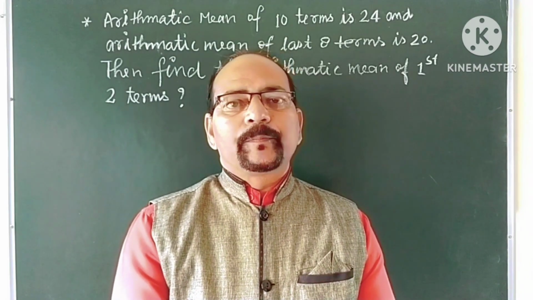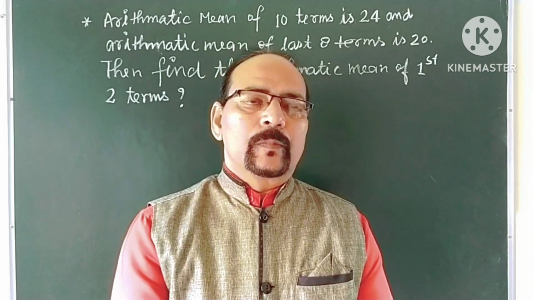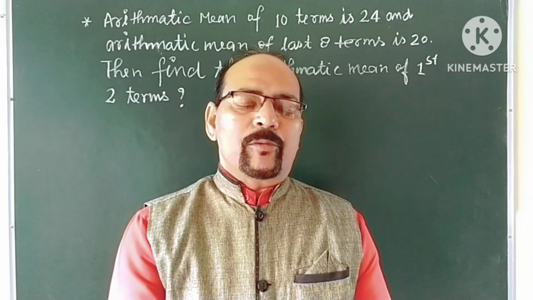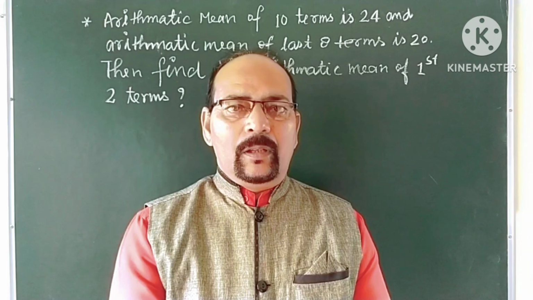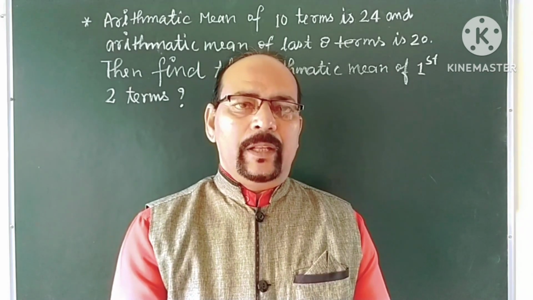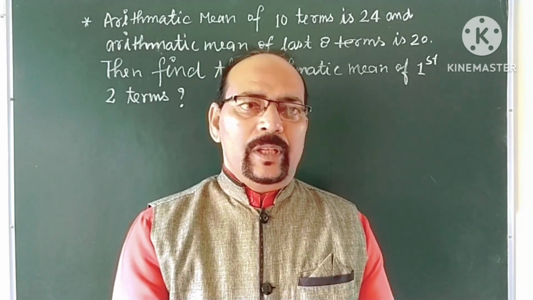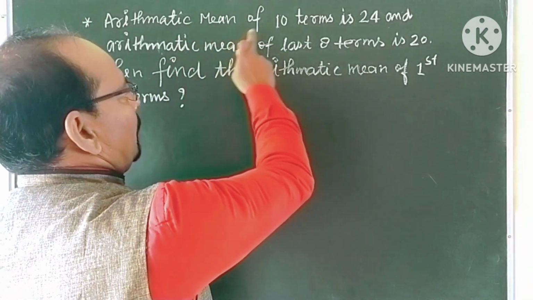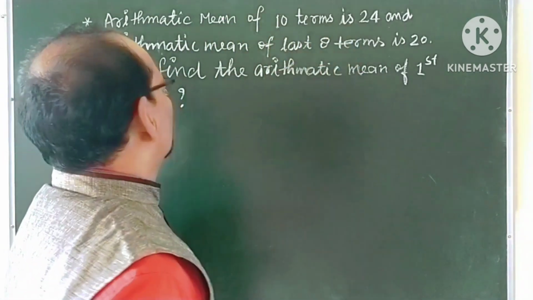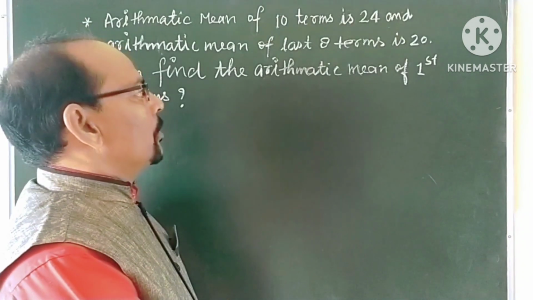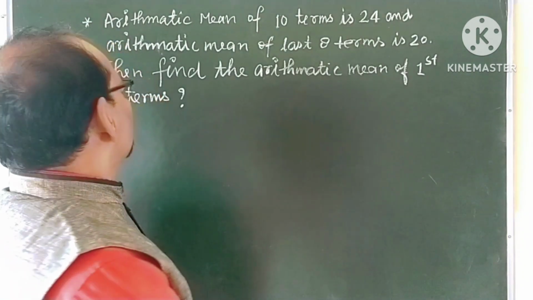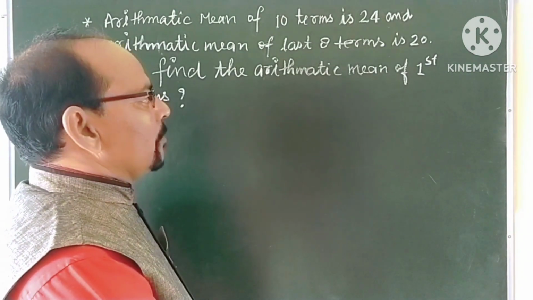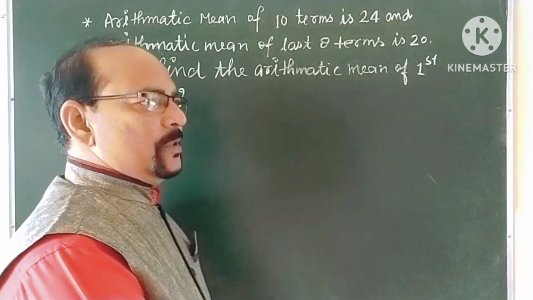Today I will take a question from arithmetic mean. Such types of question are asked in the board examination of class 10th. The question is that the arithmetic mean of 10 terms is 24 and the arithmetic mean of the last 8 terms is 20. Then find the arithmetic mean of the first 2 terms.